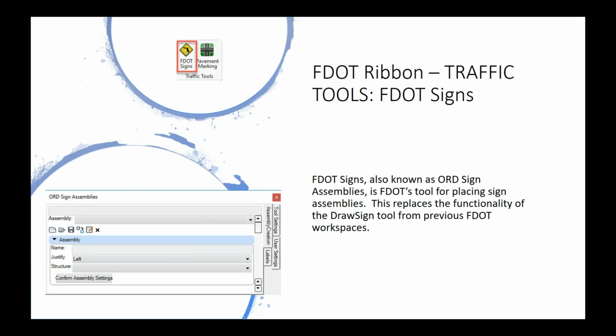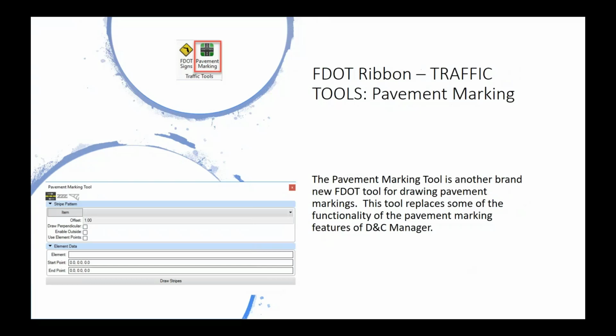The FDOT Signs or ORD Sign Assemblies tool is for the purpose of placing sign assemblies, unsurprisingly. This replaces the functionality of the Draw Sign tool available in previous FDOT workspaces, and this tool will be demonstrated in more detail in a future webinar, just to make you aware that it exists. The Pavement Marking tool is another brand new FDOT tool for drawing pavement markings, and it replaces some of the functionality of the pavement marking features of DNC Manager, again from previous workspaces, and this tool will also be demonstrated in more detail in a future webinar.